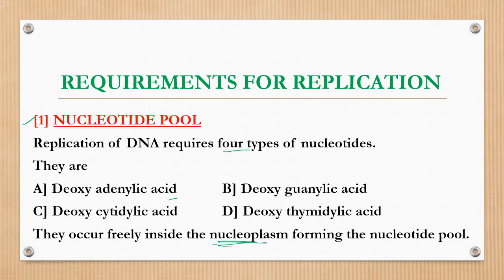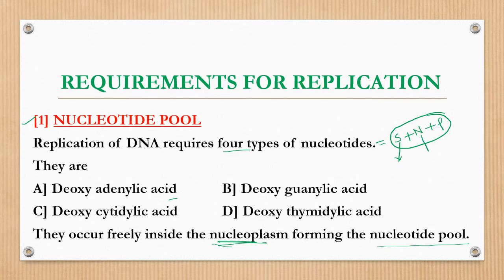Nucleoplasm in the form of nucleotide pool. Remember it. So nucleotide, because a newly synthesized DNA requires nucleotides. We all very well know how a nucleotide is formed. Nucleotide is nothing but sugar molecule plus nitrogen base plus phosphate, together called a nucleotide. So the sugar molecule is deoxyribose.